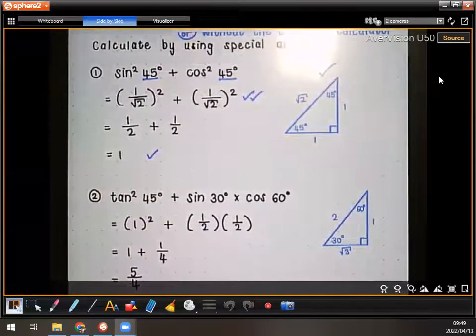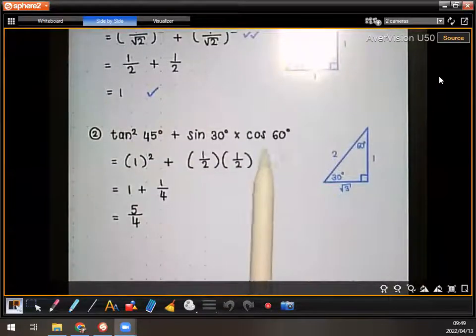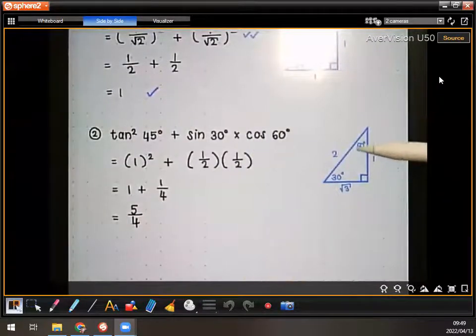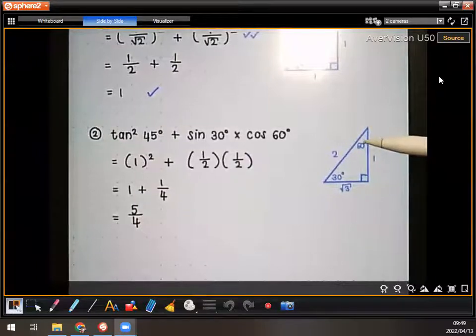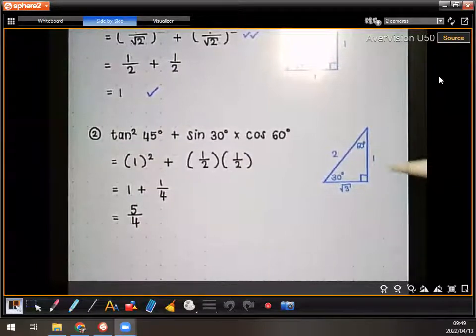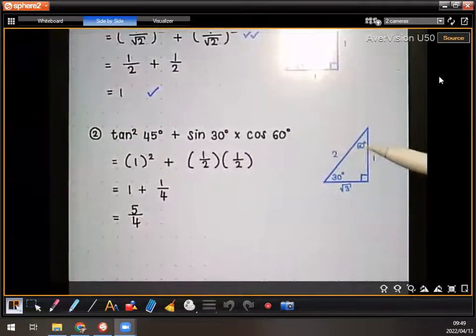How do you know which angle is which? So you have to look at the angle that they're saying, right? If they're saying cos 60, then you look at the 60-degree angle and you choose the adjacent side to that angle. So they tell you in the question which angle to look at.